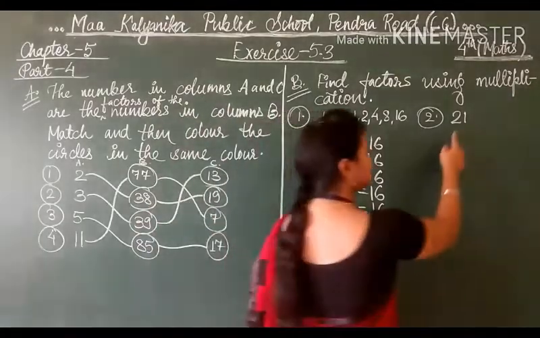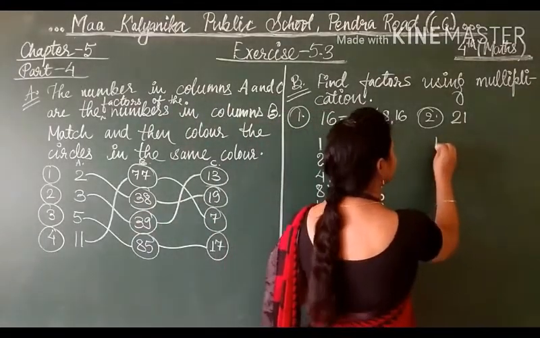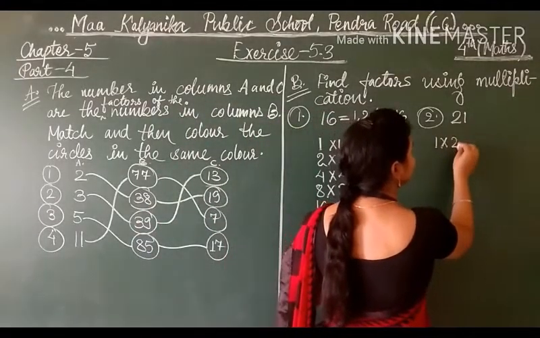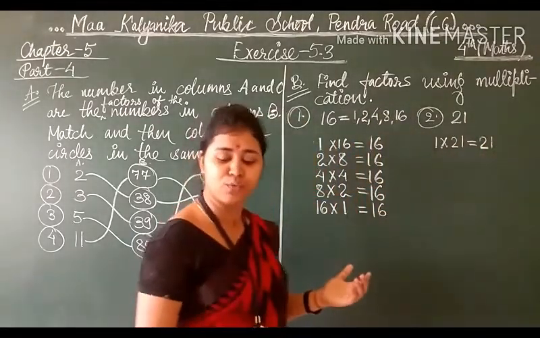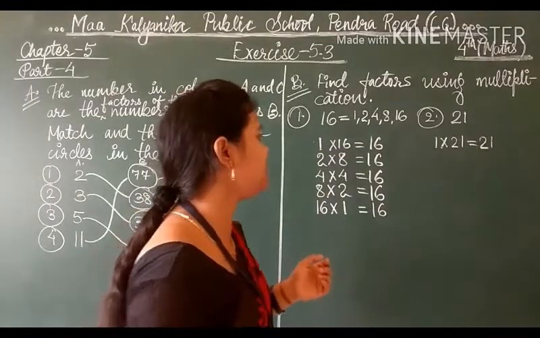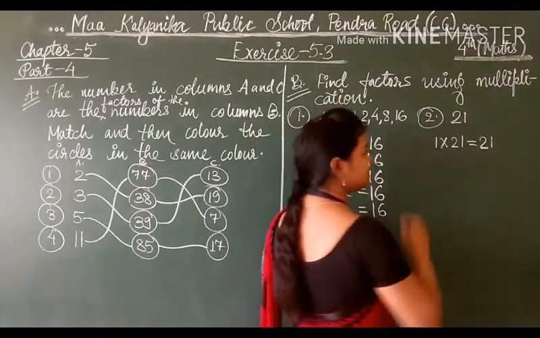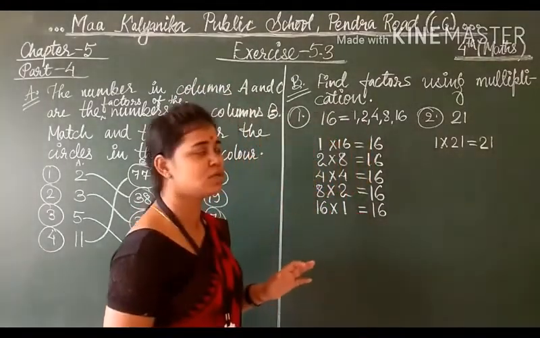Now moving to 21. So students, if I am multiplying 1 into 21, of course 21. 1 multiplied by any number, we get the same number. So now 2, in the table of 2, does 21 come?